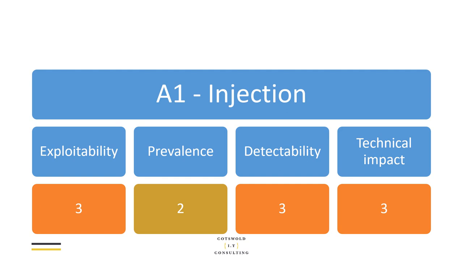Detectability: because it's easy to detect, that means an attacker can find out that your application is vulnerable very easily, which means they're going to spend more time trying to create a deeper attack, trying to expose more information. And the technical impact of injection, pretty much they can do anything that your application can do. So they can read anything, they can delete anything. So clearly the technical impact is very, very high.